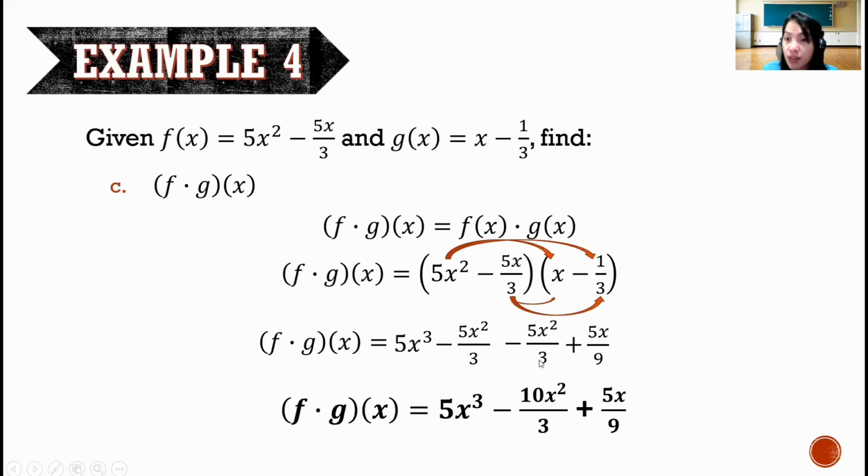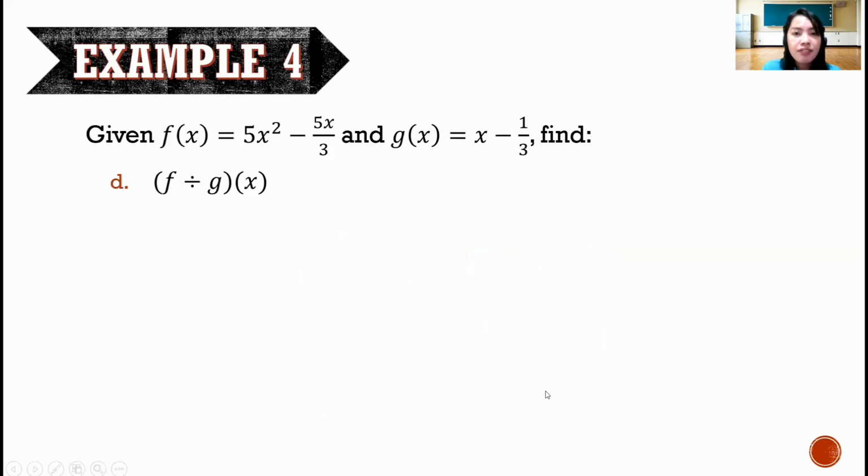Kung pareho yung fraction, just copy. So in this case, we have the denominator 3, just copy 3, plus 5x over 9. This is the final answer. Let's have letter D, f divided by g of x. From the definition, that is equal to f of x over g of x.